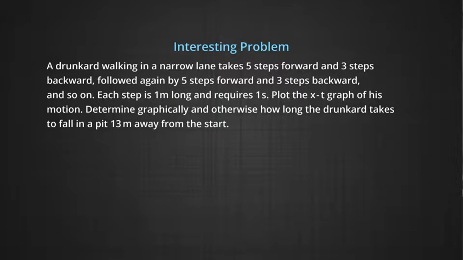Let us see what the problem is. A drunkard walking in a narrow lane takes 5 steps forward and 3 steps backward, followed by 5 steps forward and 3 steps backward, and so on. Each step is 1 meter long and requires 1 second. Plot xt graph of his motion, determine graphically and otherwise how long the drunkard takes to fall in a pit 13 meters away from start.